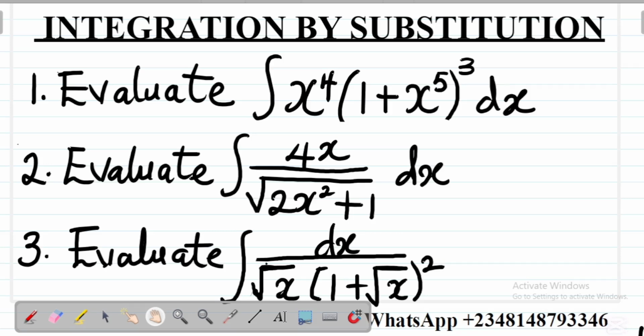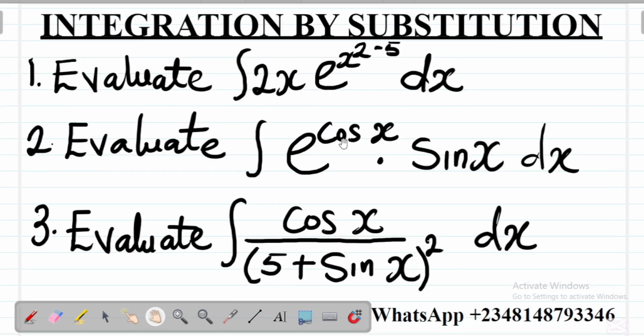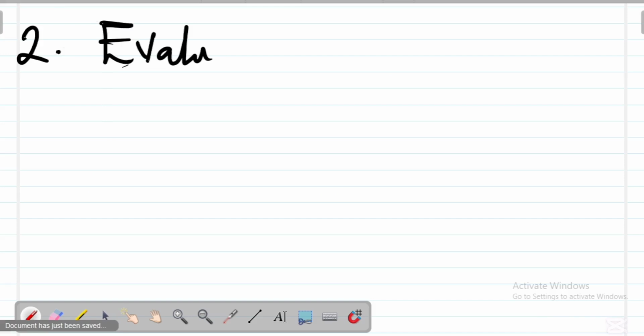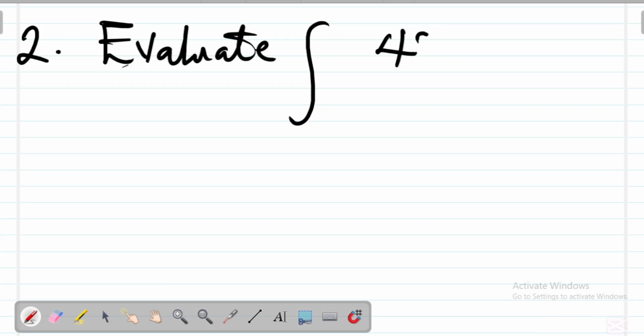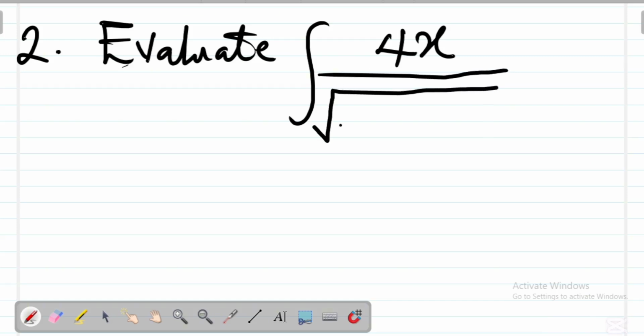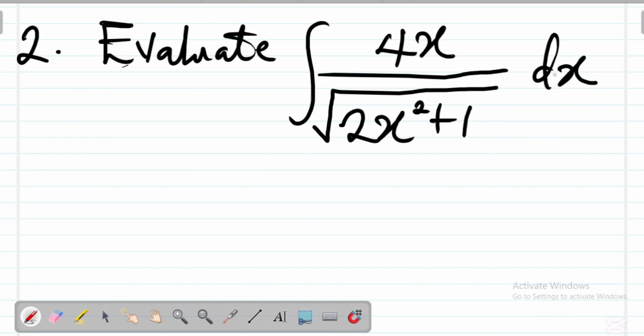Now let's solve the second question. Question 2. It says evaluate the integral of 4x all over square root of 2x squared plus 1 and then dx. So let's call this equation 1.